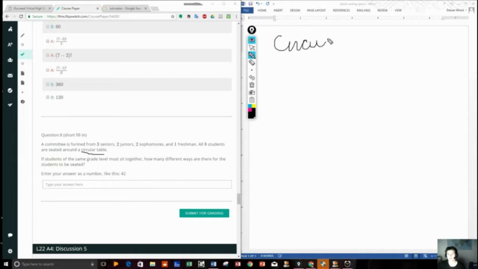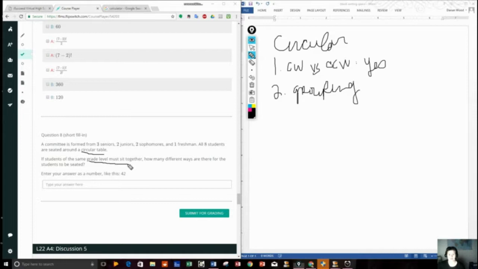So, with circular, the first question I'm going to ask is, does clockwise versus counterclockwise matter? And in this case, it's a yes, and that's because we're dealing with people, and it is not distinguished that they are interchangeable. So that's a yes. The second thing is we're dealing with grouping, because the grade levels must sit together.